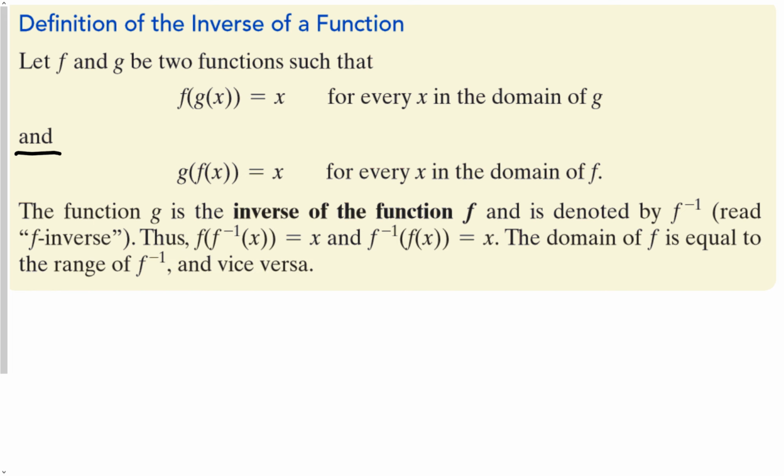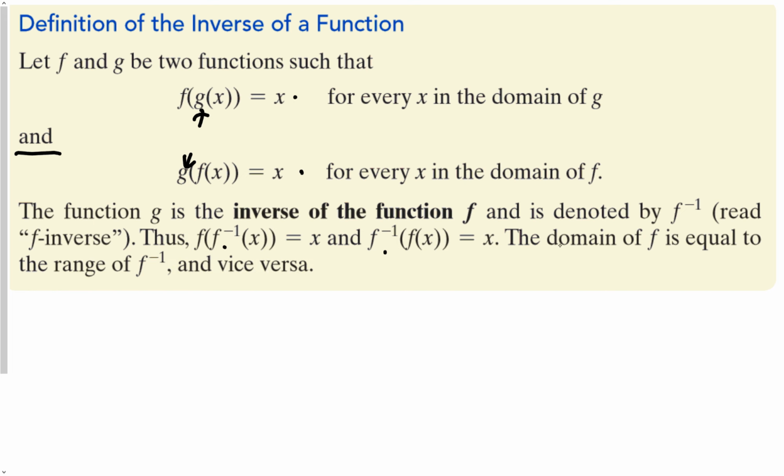And the function g is the inverse function of the function f and denoted by my f inverse symbol. Thus, if I plug one function inside the other one, these two things happen. Only now I can change the name of g to f inverse. So the same thing is going to happen: f of f inverse of x is equal to x, and f inverse of f of x is also equal to x.